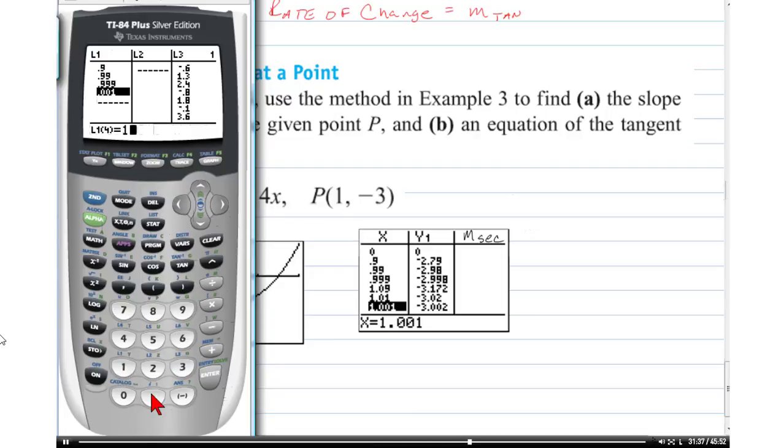1.001, 1.01, and 1.1. Do you see how I'm getting closer and closer to 1 from the left and from the right here?